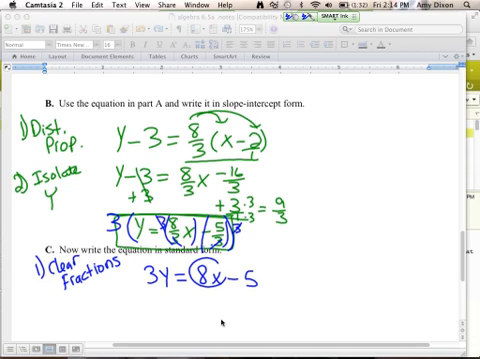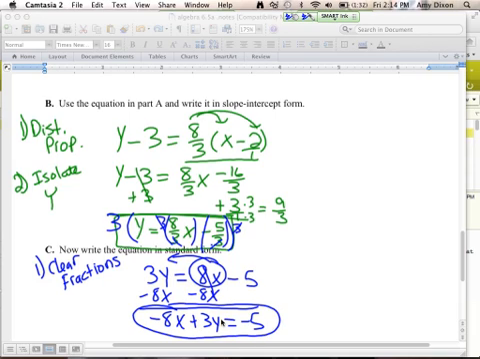Now we need to take this 8x and move it to the other side. Standard form, we're going to go ahead and put the x term first. So we have negative 8x plus 3y equals negative 5. And now we have this same equation. We've written it in point-slope form. We've written it in slope-intercept form. And now we've written it in standard form.